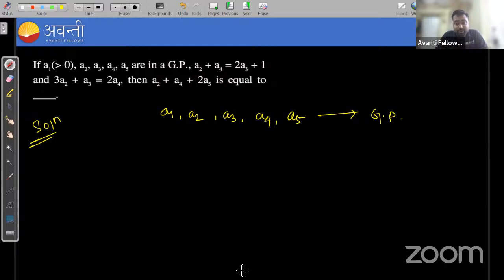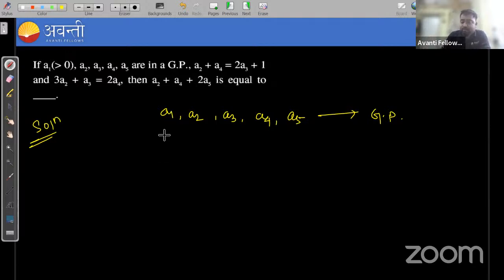So how can we choose the terms of a GP? Here we have 5 terms. So 5 is an odd number. So we need to choose 5 terms of a GP, right? So an odd number of terms we need to choose. So how can we proceed? There are 2 cases I can choose.